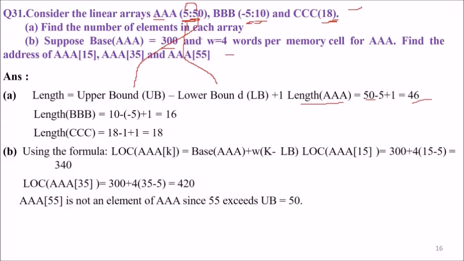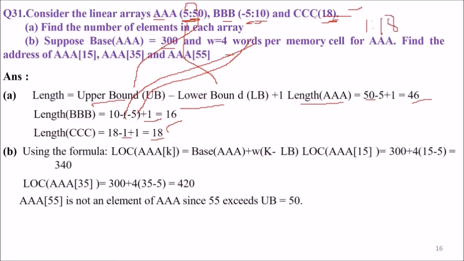And in this similar fashion, the length of BBB would be upper bound 10 minus lower bound, that is minus 5, plus 1. So upper bound minus lower bound plus 1, so that will be 16. And what about CCC? The upper bound is 18, and consider the lower bound as 1 only. 18 minus 1 plus 1, that will be 18. If it is not given, consider it to be like this: 1 to 18.